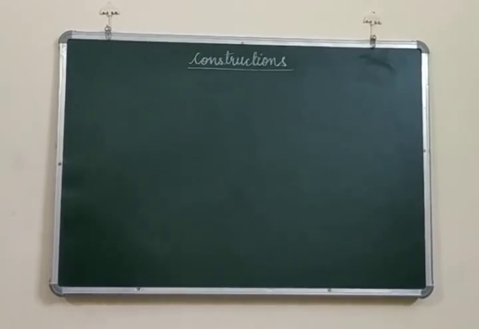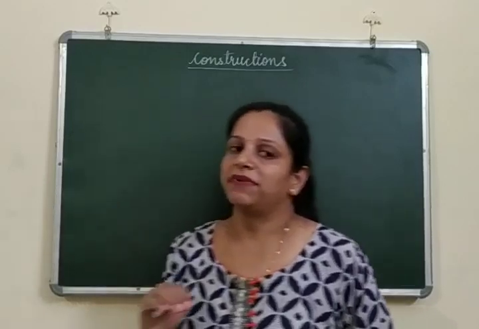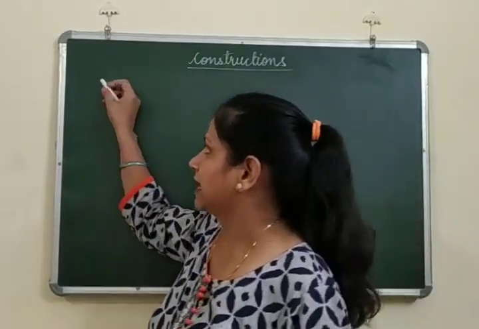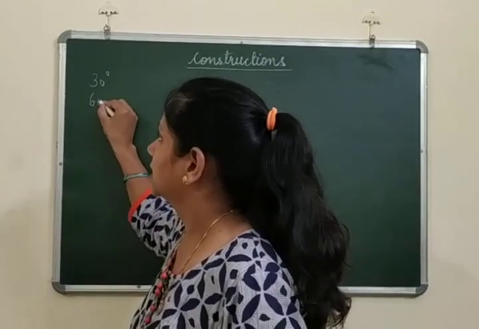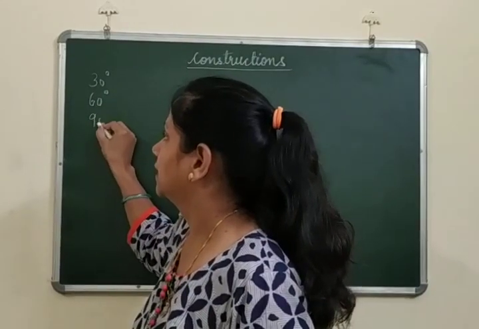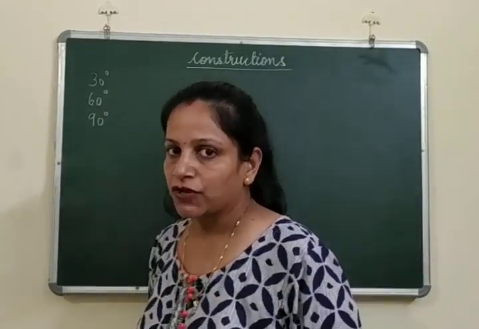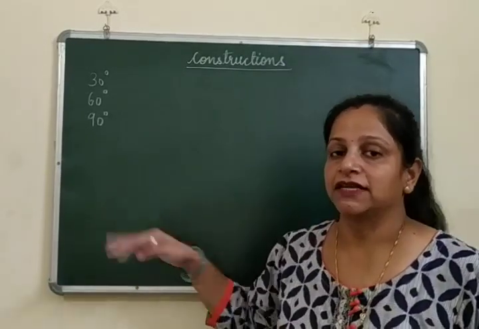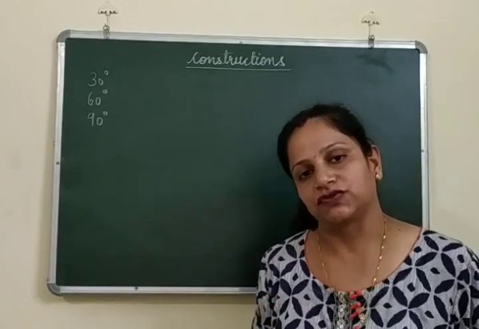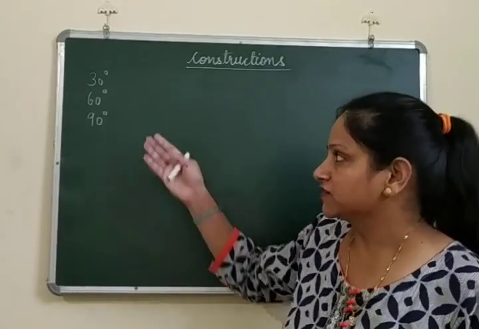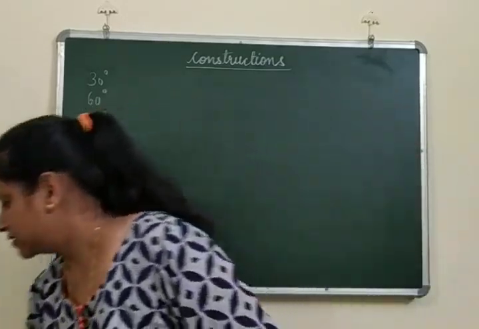So now, first of all, let me tell you the basic angles. Basic angles are 30 degree, 60 degree, 90 degree and all. Once you know how to construct all these basic angles, you will be able to do more constructions. Fine. So let us first of all start with the angles.